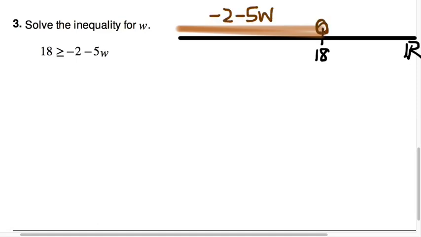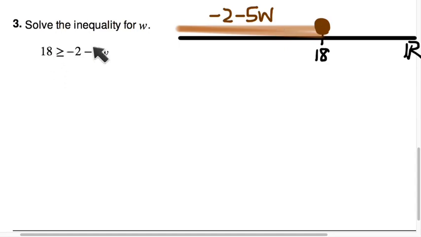With what kind of a circle up here at 18? Yeah, there we want a closed circle because it's greater than or equal to, so 18 could be equal to negative 2 minus 5w. So this is kind of what the setup of the problem looks like. What we want to do is do the algebra that would be necessary to figure out where w must live based on this information.